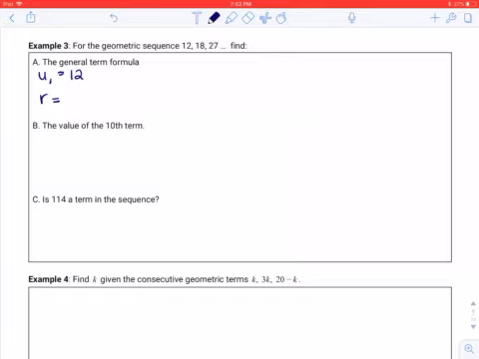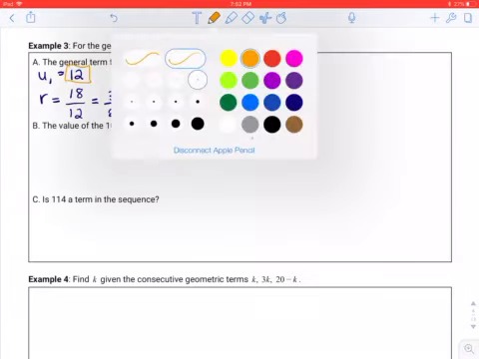So what I would do is take two terms and divide them. I'm going to take 18 and divide it by the term in front of it. So 18 divided by 12 can be simplified to 3 over 2. Just to check and make sure we've done that correctly, let's do the same thing with the next two terms. So 27 divided by 18. That can also be simplified to 3 over 2. So here's our common ratio, 3/2, and our u1 is 12.